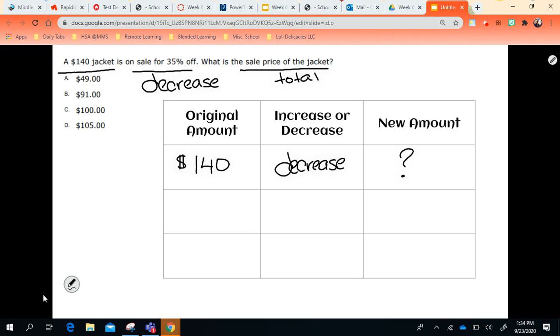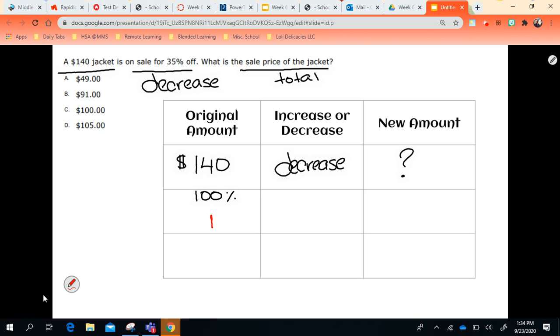Let's go ahead and look at the second row. So in our second row, we want to look at our percents and our decimals. So we know that our original amount is always going to be 100%. So I'm going to put 100% in here. But I also want to write my percent as a decimal so that we can get ourselves ready for when we're writing our equations. So I know that 100% as a decimal is 1.